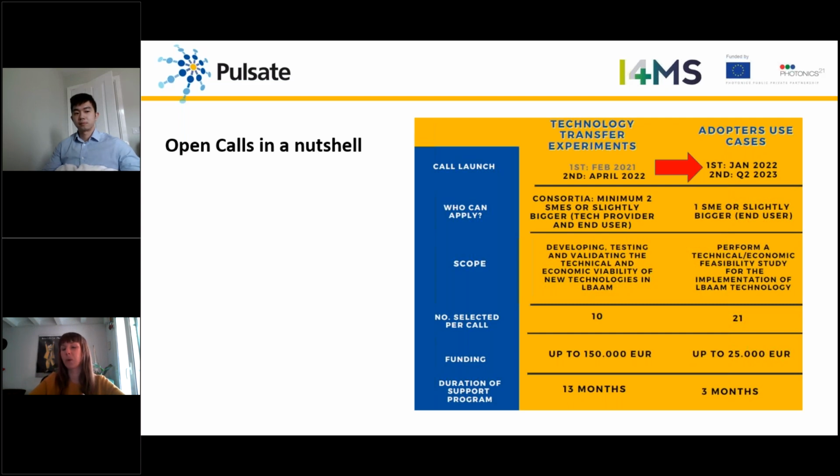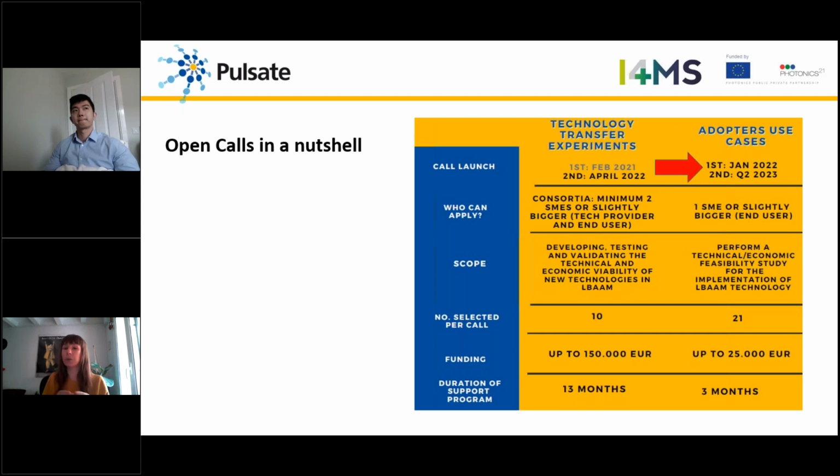So that was for more advanced technology, and the difference with the adopters use cases that is launched now, that we will talk about today, is that the adopters use cases is for end users only. So I will tell you about that later, but we're looking for adopters that would like to prepare for the implementation of LBAAM technology. So that's why the support is shorter, 3 months. The funding is also lower because, well, the 3 months is very focused on the assessment side. And well, it's a bit easier because you do not have to find a partner to apply with, so only end users can apply with a solid use case.